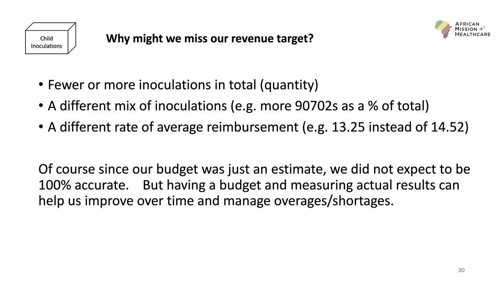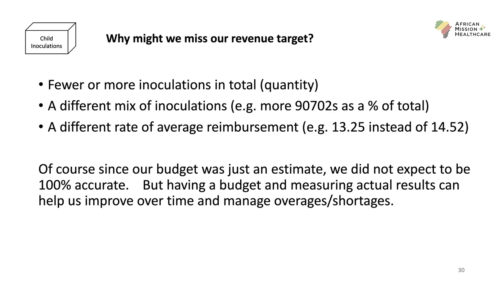Now, let's talk about why we might miss our revenue target. Well, there's only a couple sources of missing. One would be, we have fewer or more inoculations in total quantity than we expect. Maybe it's a high inoculation year because there's been a lot of births, or maybe it's a low inoculation year. All sorts of things could happen.